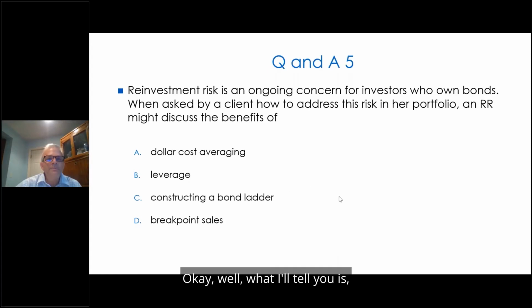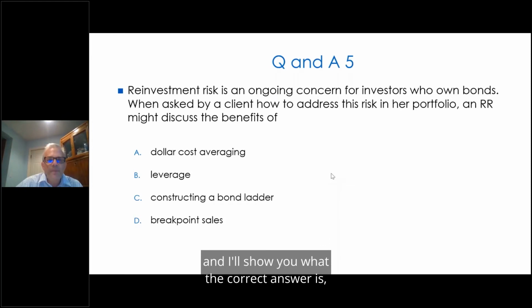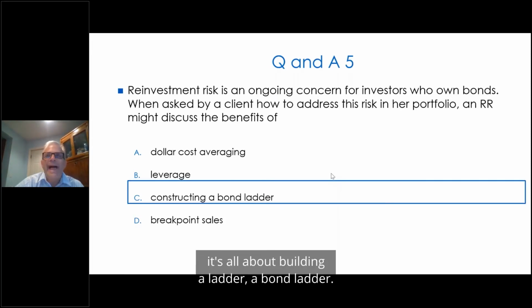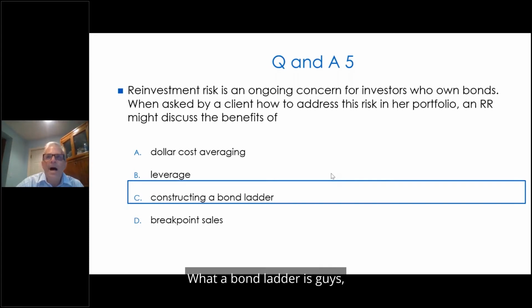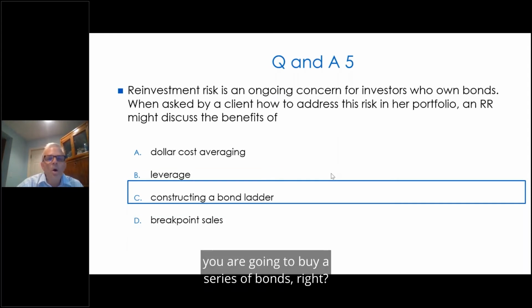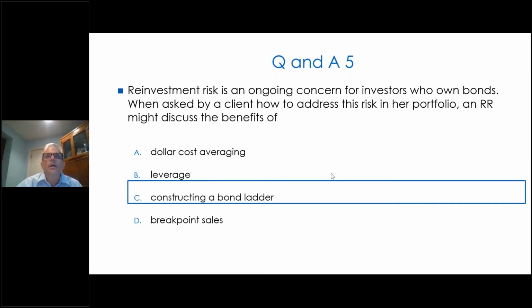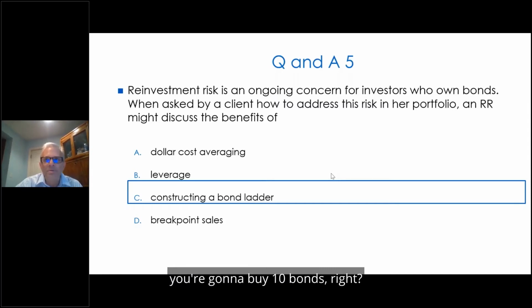Okay, well, what I'll tell you is the way that we want to deal with reinvestment rate risk, and I'll show you what the correct answer is, is building a ladder, a bond ladder. What a bond ladder is, guys: today, June 21st, you are going to buy a series of bonds. You're going to take X amount of cash and buy a bunch of bonds.